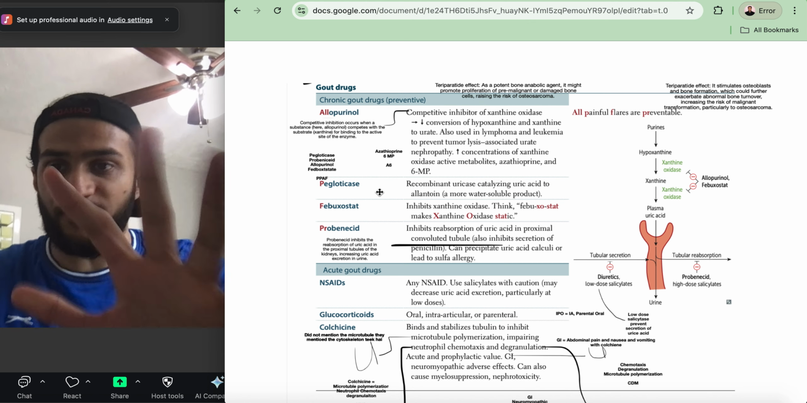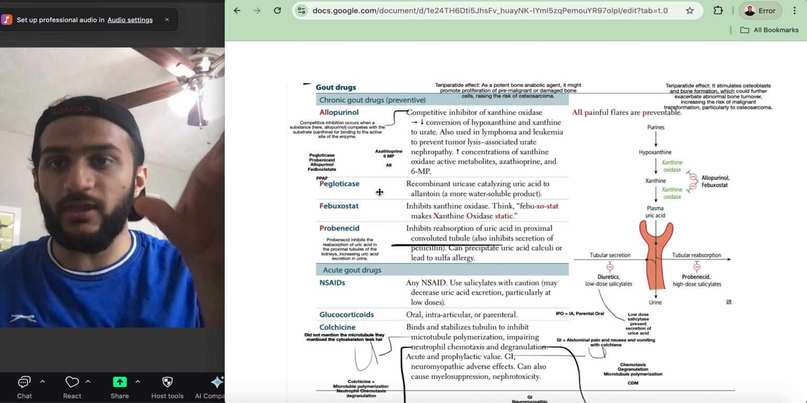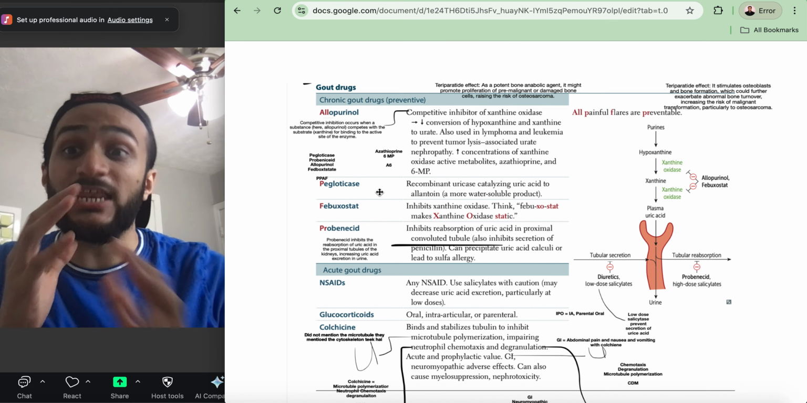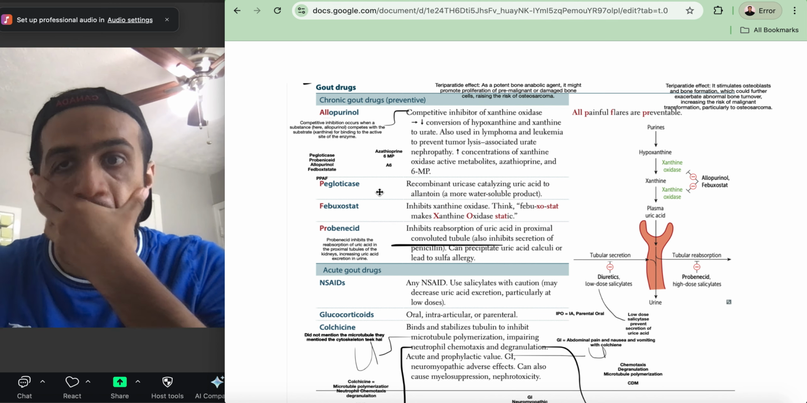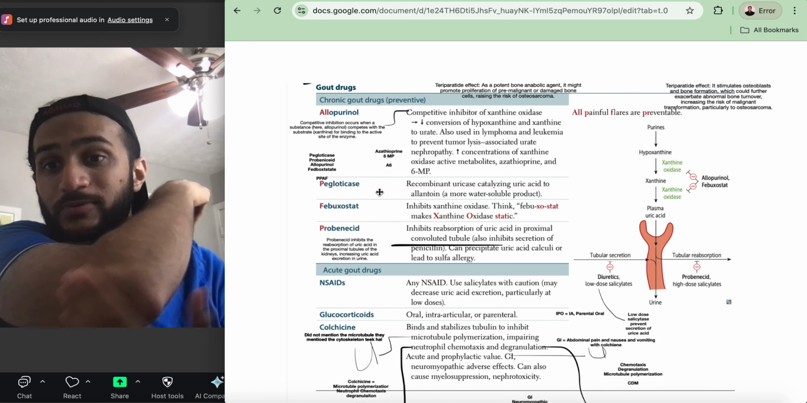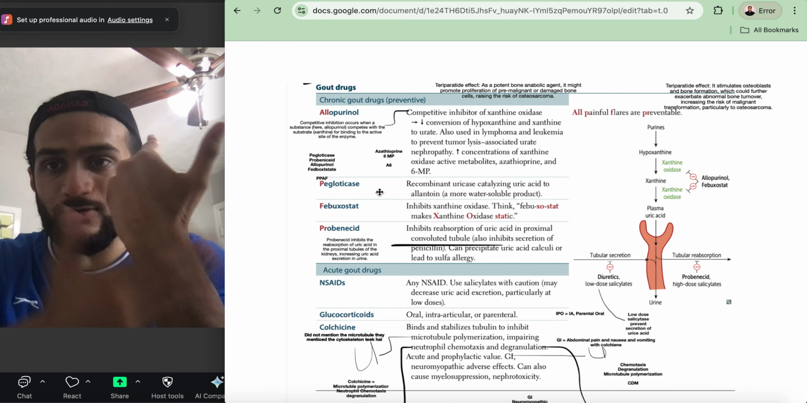Gout drugs: the 7 gout drugs we need to know, acute 3, chronic 4. And then I want to speak about TNF alpha inhibitors, which are really good anti-inflammatory drugs that can prevent the inflammation. So that's going to be your rheumatoid and psoriatic arthritis, which involves extensive surfaces of our elbows and the wrist.